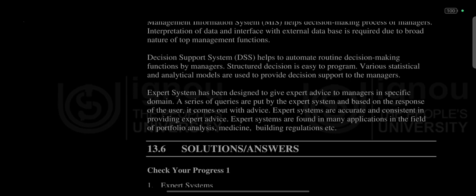The expert system has been designed to give expert advice to managers in a specific domain. A series of queries are put by the expert system and based on the response of the user, it comes out with the advice. Expert systems are accurate and consistent in providing expert advice. Expert systems are found in many applications in the field of portfolio analysis, medicine, building regulations, etc.